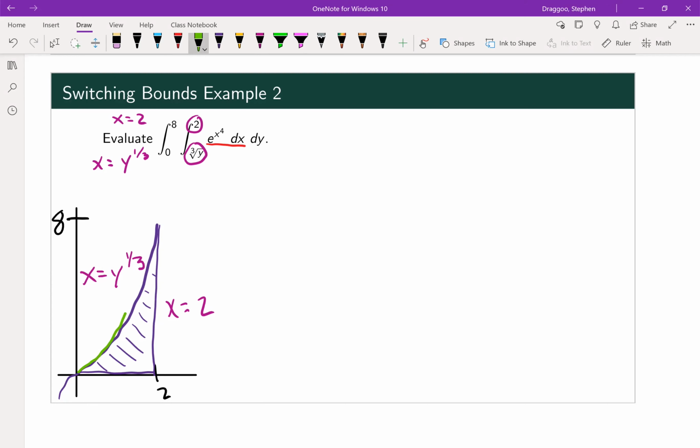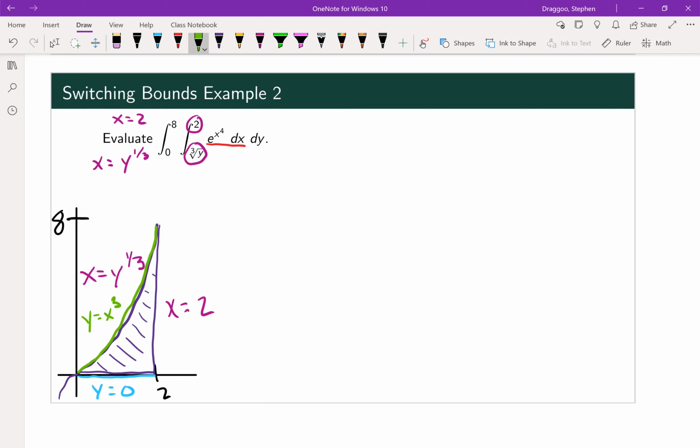So if we take a look at the top, it'll be that green line, whereas the bottom will be this blue line. Bottom's not so bad, it's just y equals 0. For the top boundary, we'll just solve the equation that we had. So x equals y to the 1/3, solve that for y instead of for x. And we should get y equals x cubed.